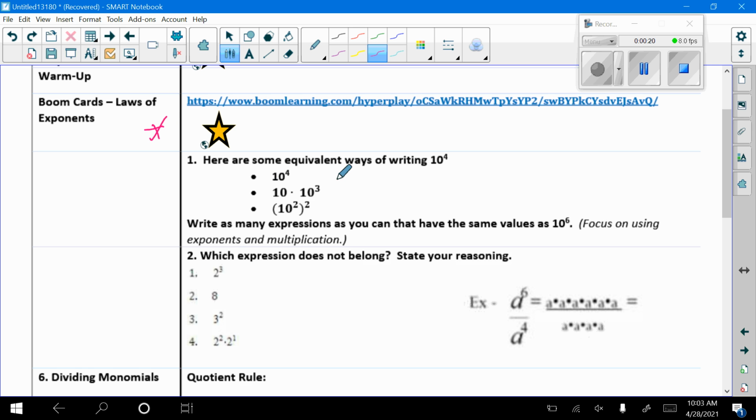So here's some equivalent ways of writing 10 to the 4th power. So 10 to the 4th power, yeah, we can write it 10 to the 4th. But then you can do 10 to the 1st and then 10 to the 3rd, because with the same base, you add those exponents. Or powers of powers, you multiply.